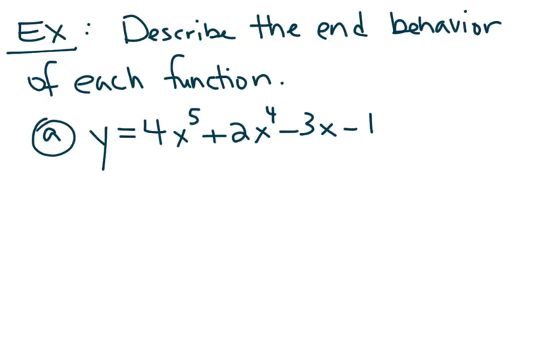So let's actually look at some graphs of polynomials and describe their end behavior. So first we're going to start with y equals 4x to the fifth plus 2x to the fourth minus 3x minus 1. Now in order to do this, I'm going to plug this into my graphing calculator and look at the graph. And I get this.